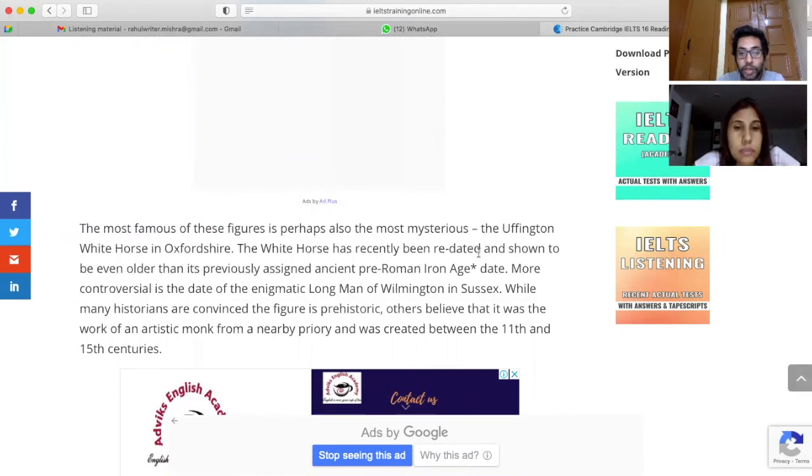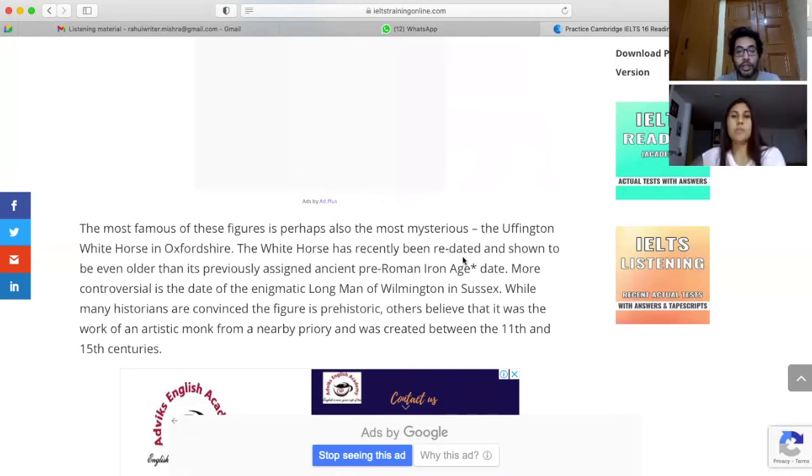So it has been redated. That means its date is not confirmed, right? You can mark it and show that the date is not confirmed, as a hint. You should always mark and write something about each paragraph in your rough paper, so that when you go to the questions and go back to the answers, you have a hint that the sixth might be the answer of the third paragraph.